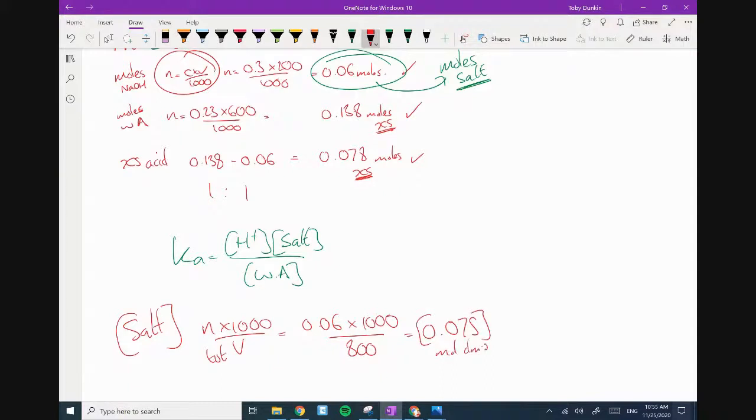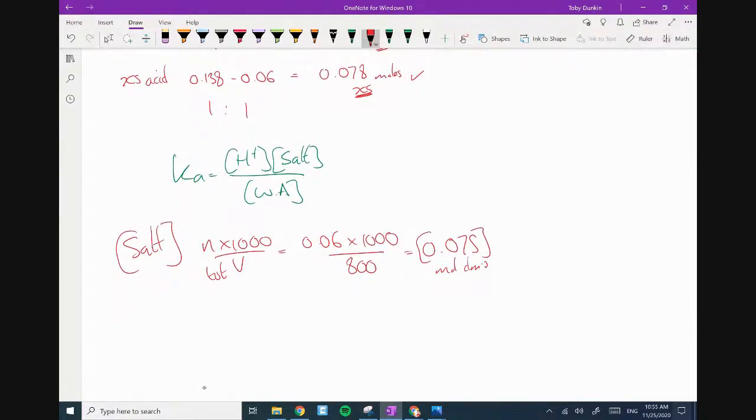I like it. Next, concentration of weak acid. I've already written down the equation, don't need to do it. And I'm using the excess now, 0.078 times 1,000 over 800. 0.078 times 1,000 divided by 800 gives me 0.0975 moles per dm cubed.